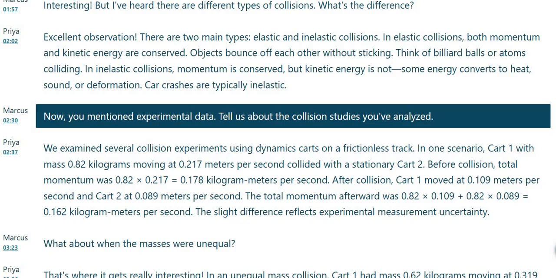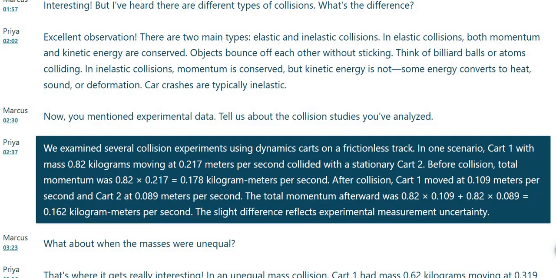Now, you mentioned experimental data. Tell us about the collision studies you've analyzed. We examined several collision experiments using dynamics carts on a frictionless track. In one scenario, cart 1 with mass 8.2 kilograms moving at 0.217 meters per second collided with a stationary cart 2. Before collision, total momentum was 0.82 times 0.217 equals 0.178 kilogram meters per second.